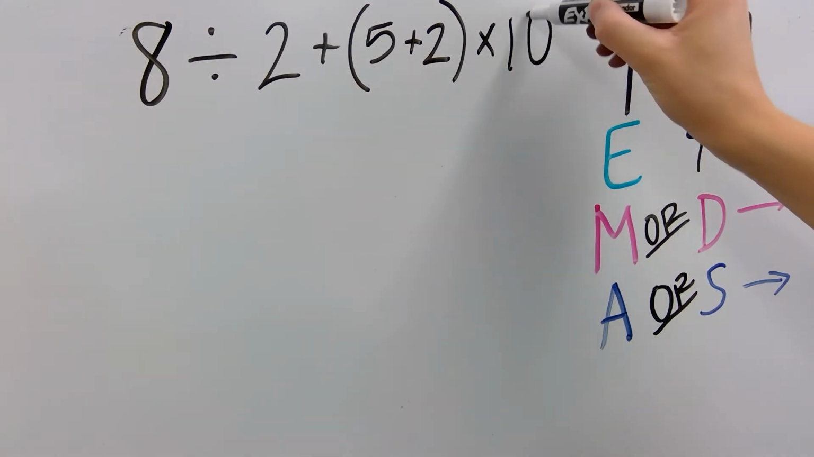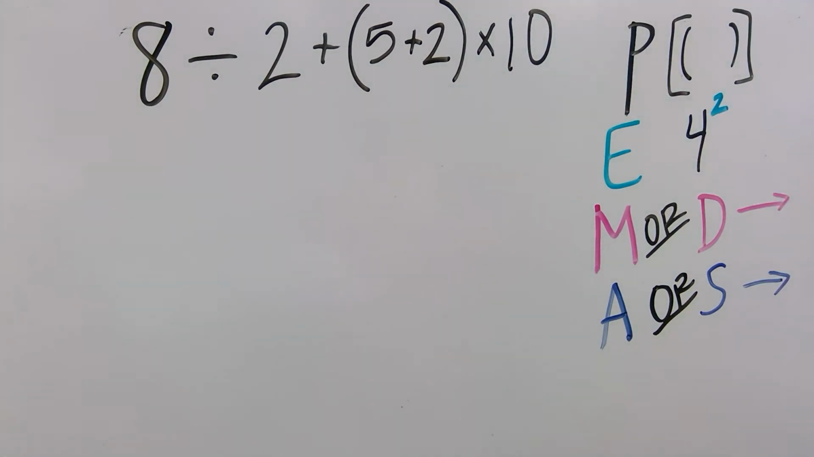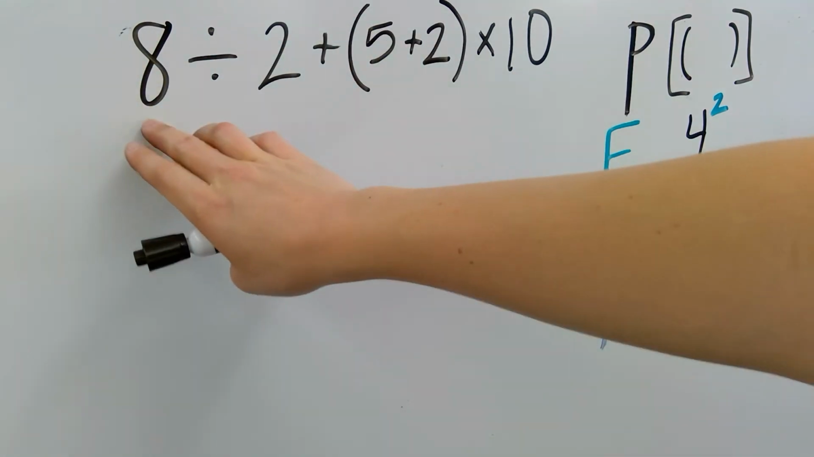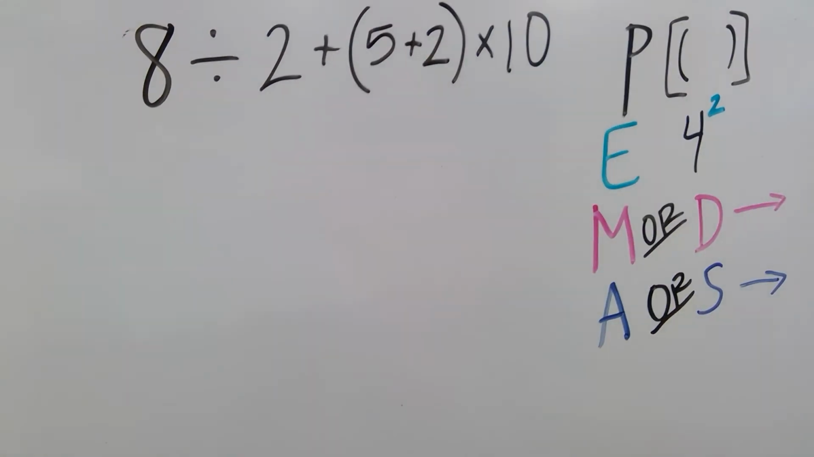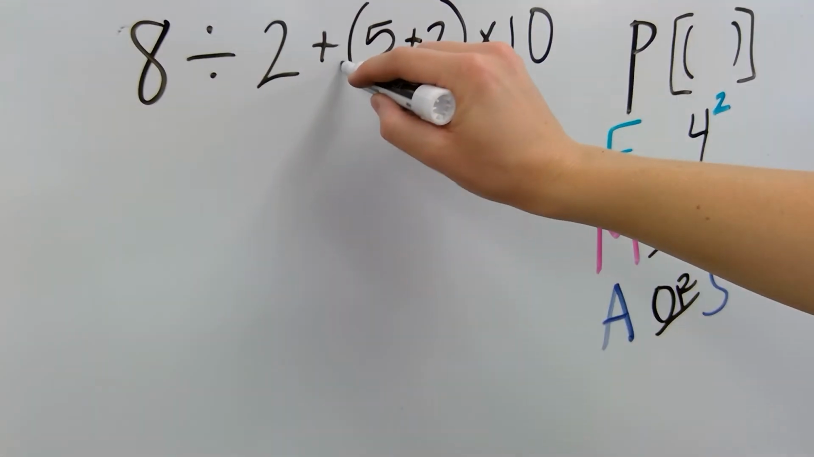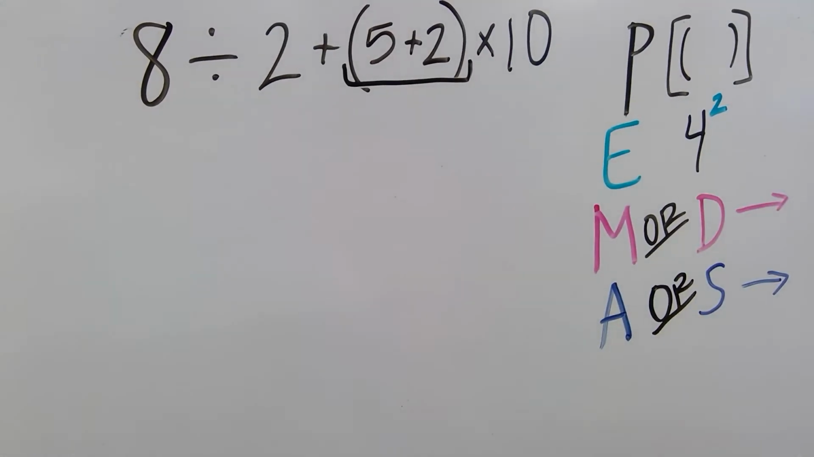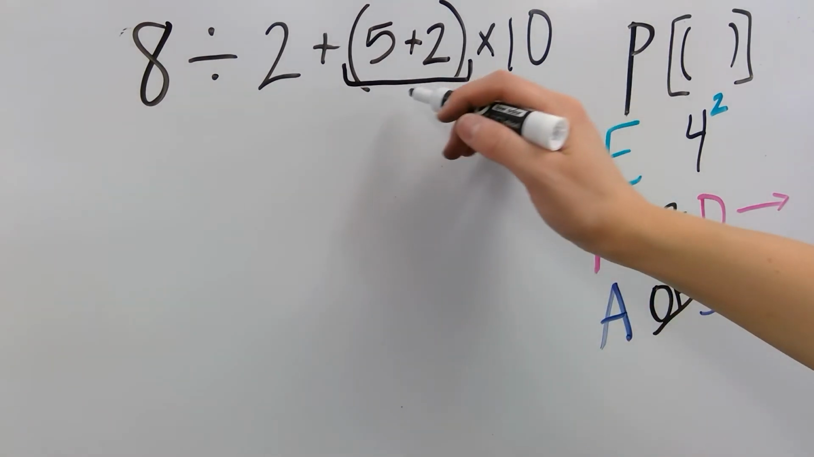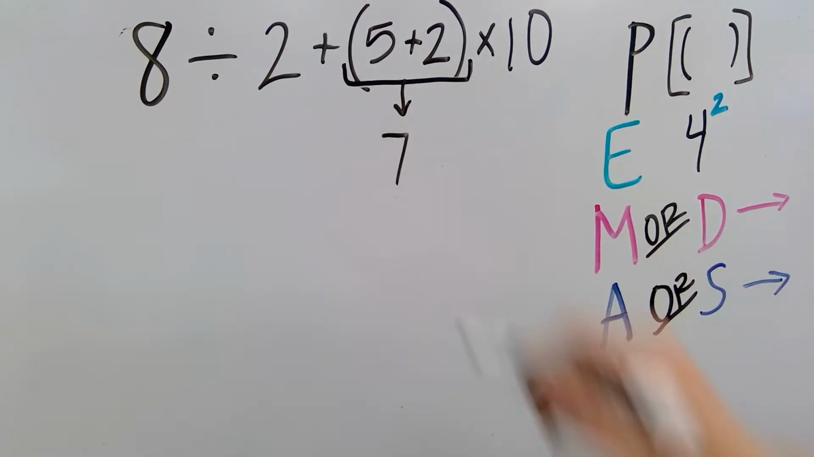Kind of putting a lot in this one too, but that's okay. So I don't just get to start solving going left to right at the beginning. Nope, I have to do my parentheses first. Here are my parentheses, 5 plus 2, so I'm going to do that first. 5 plus 2 equals 7.